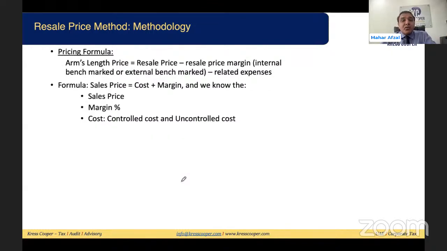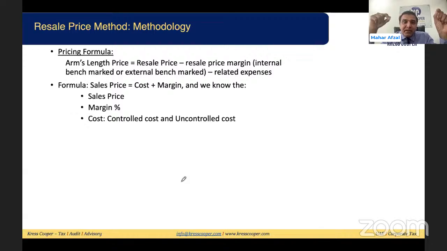In this formula, we know the sales price is equal to cost plus margin. We know the sales price because we know the price at which B would be selling into the market. We know the margin. This is the most challenging part, how to calculate the margin. We need to look into the margin through the internal comparables or through the external comparables. So we know two things, sales price and margin. Third is the cost. Might be the cost of the reseller, might be some internal cost of B.